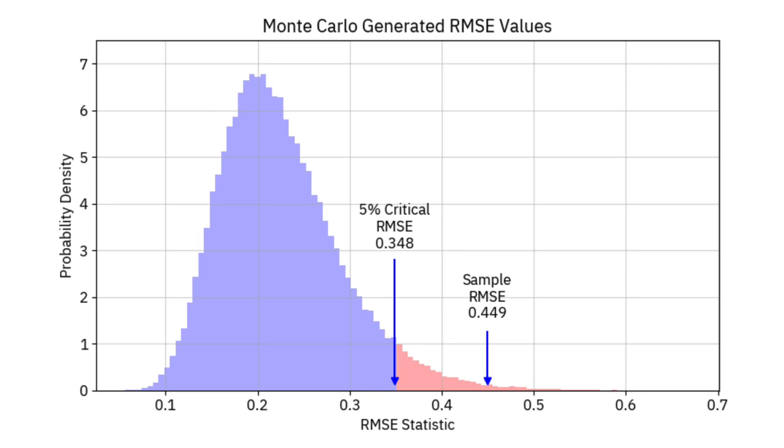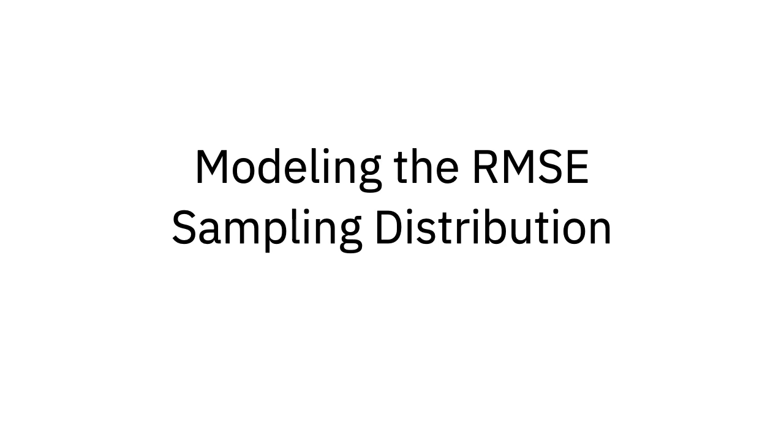The cutoff point for the most extreme 5% of the simulated RMSE values turns out to be around 0.348, also shown here. This could, for example, be used as a critical RMSE value for a test conducted at the 5% significance level. Whether we use a p-value or a critical RMSE value, it appears in this case that we could reject the hypothesis that the underlying population from which the sample was drawn is normally distributed. So we are now able to formally test the normality hypothesis using the RMSE statistic.